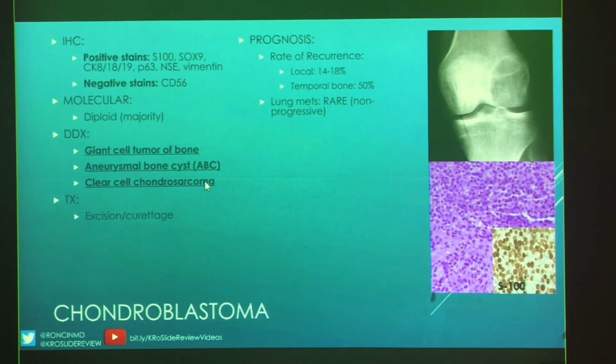And clear cell chondrosarcoma is another thing that you can think of with this. For treatment, they're just going to excise or curette these out, and they have a relatively low risk of local recurrence at about 15 to 20%, but if it's in the temporal bone, the recurrence rate is about 50-50. They can metastasize to the lung, but this is very rare, and even if it gets to the lung, they don't progress. So that is your chondroblastoma.